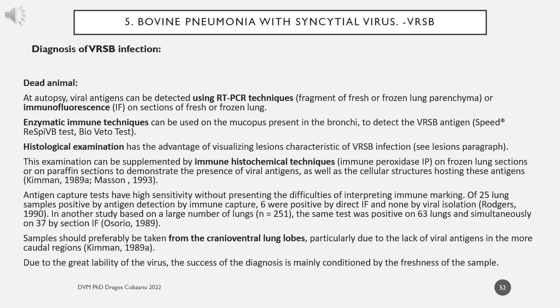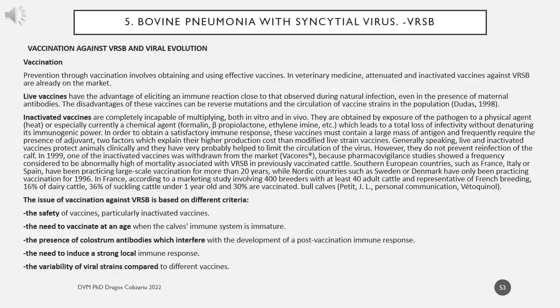Samples should preferably be taken from the cranioventral lung lobes, particularly due to the lack of viral antigens in the more caudal regions. Due to the great lability of the virus, the success of the diagnosis is mainly conditioned by the freshness of the sample, vaccination against VRSB and viral evolution.